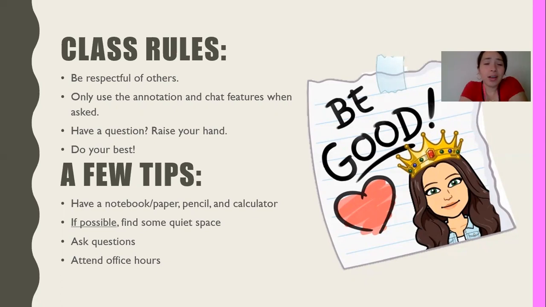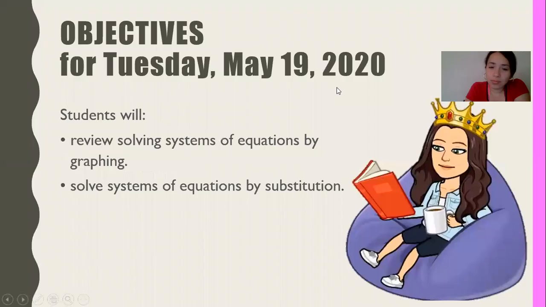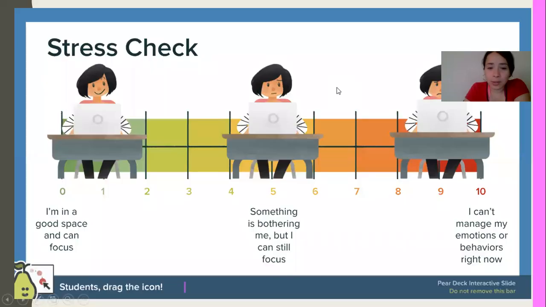As usual, if you can, please have a notebook or paper and pencil in front of you, and if possible, have a calculator so you can do some work with us. Let's do a quick stress check. In the chat box, type how you're feeling today, from a 0 to a 10.